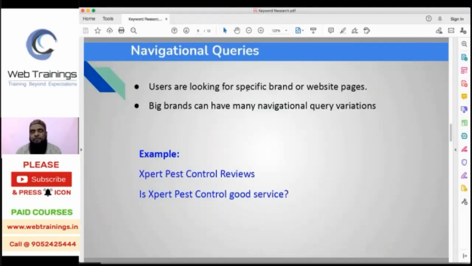You may ask a question: sir, how can I use them? How can I get advantage of them? Now remember, as you become a big brand, automatically people will start looking for you. For example, what are the navigational queries for this company? Our client is Expert Pest Control. One of the navigational queries is "expert pest control reviews."